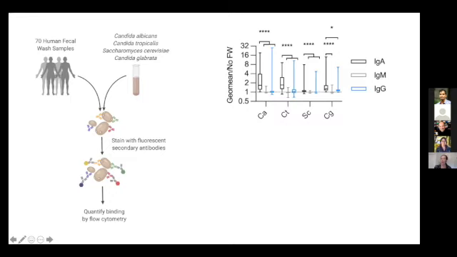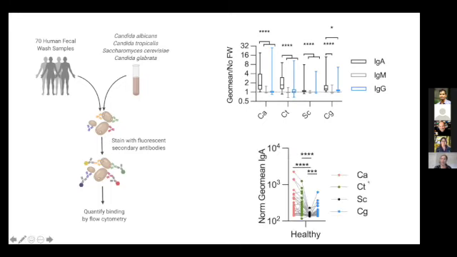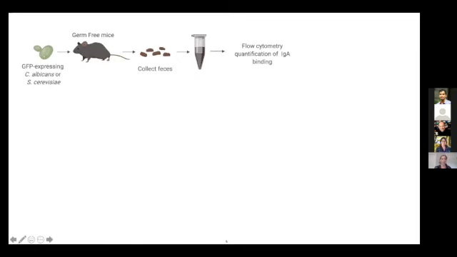But we found that this response was not just generally reactive against all fungi, and it appeared to be dependent on the fungal species. Specifically, we found that IgA was most reactive to the Candida species, primarily Candida albicans, and significantly less reactive to Saccharomyces cerevisiae. And so we hypothesized that this reflected a differing capacity of different fungal species to induce antibody responses during colonization. To test this directly, we moved to mouse models.